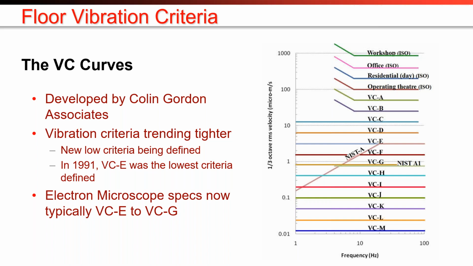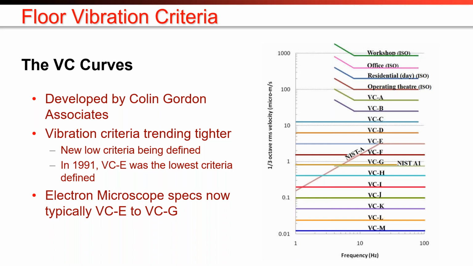And they have evolved to the point that typically ultra-sensitive instruments use one of these VC curves as their vibration criteria for the instrument. So these are very helpful and very widely known. And in the VC curves, we see evidence of the increasing vibration sensitivity of tools over time, because as recently as 1991, the VCE was the lowest vibration criteria defined. And now it's not uncommon to see things like electron microscopes with specs down to below VCE, all the way down to VCG.